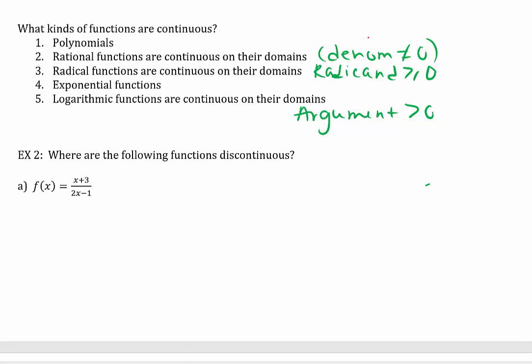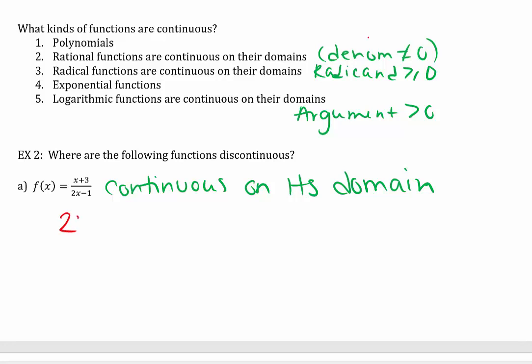So in example 2, if you're asked where is the function not continuous, you're basically finding the domain. This function is going to be continuous on its domain. Now, to find its domain, I have a rational function, and so I know that the denominator can't equal 0. 2x minus 1 cannot equal 0. I can solve this for x by adding the 1 and then dividing by 2. So the domain of this function is x, every single number except for x equals 1/2.